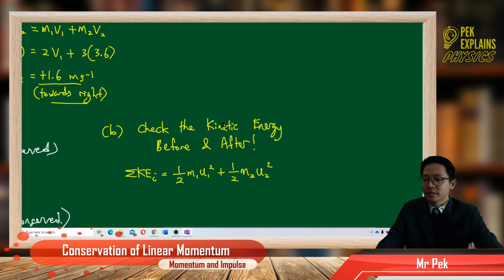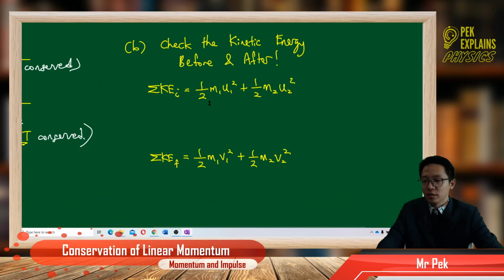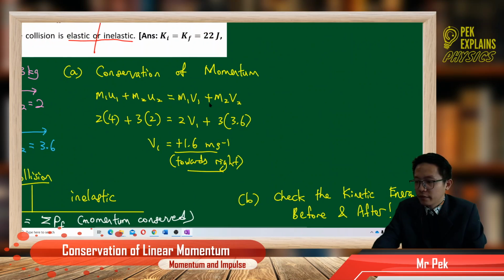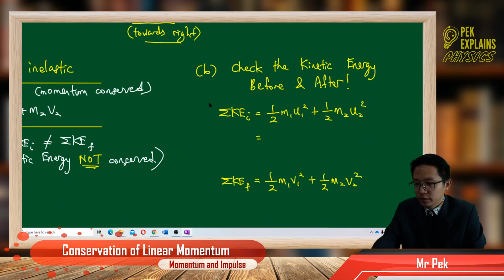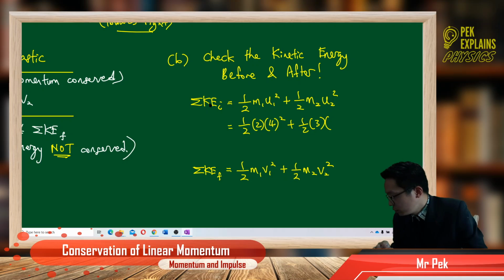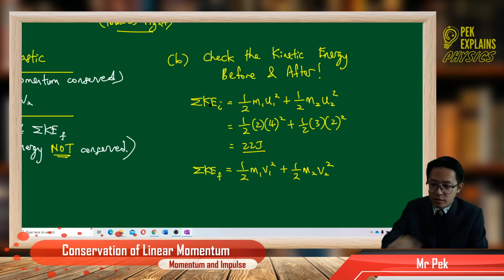So let us substitute all the information we have. We have all the masses and all the initial and final velocities. Half, mass 1 is 2, u1 is 4 square, and mass 2 is 3, u2 is 2 square. So we calculate, we got 22 joule. That is the initial kinetic energy.